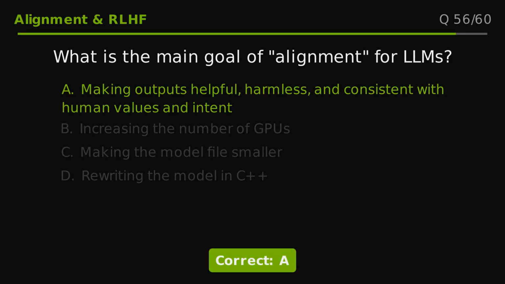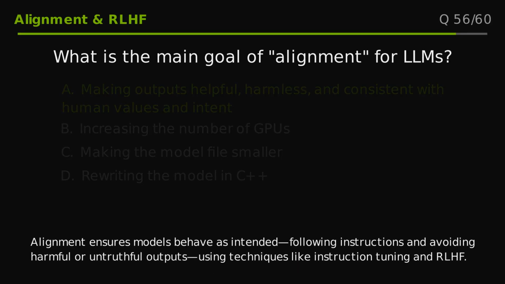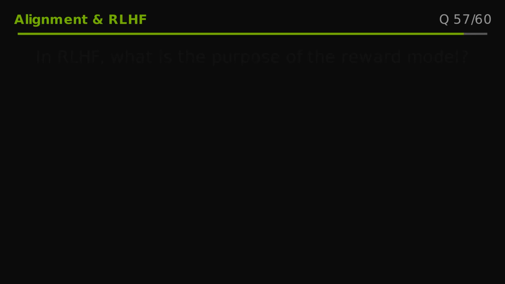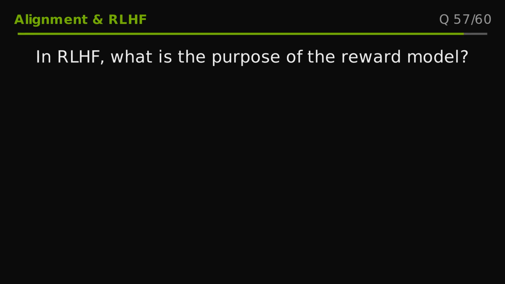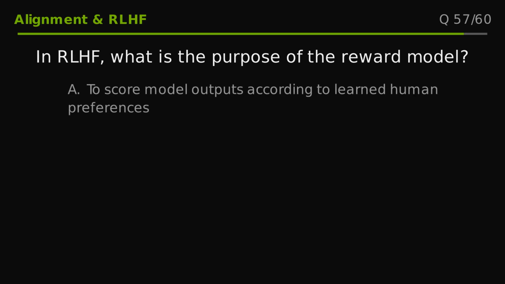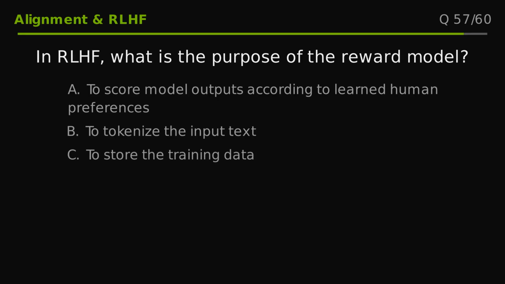The correct answer is A. Alignment ensures models behave as intended, following instructions and avoiding harmful or untruthful outputs, using techniques like instruction tuning and RLHF. Question 57. In RLHF, what is the purpose of the reward model? Option A. To score model outputs according to learned human preferences. Option B. To tokenize the input text. Option C. To store the training data. Option D. To render the user interface.